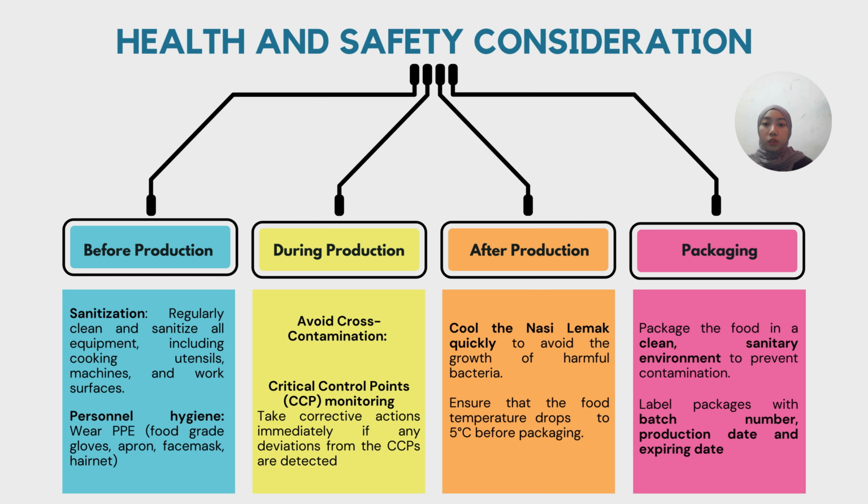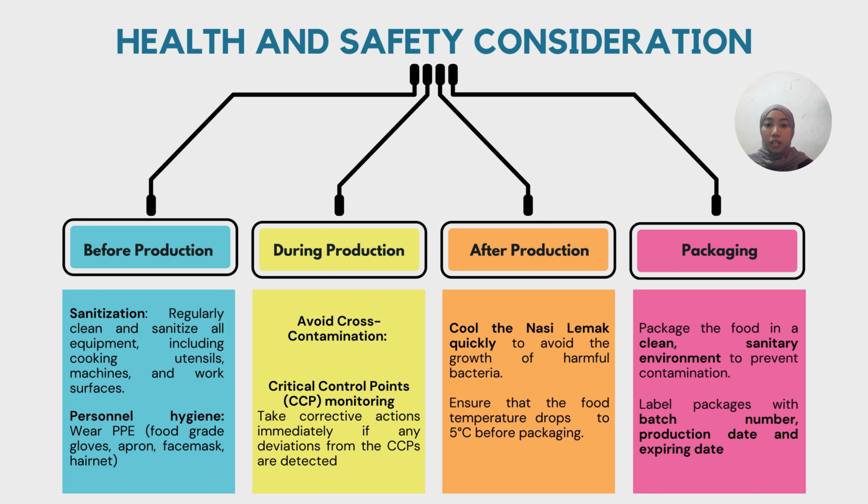After that, during the production, we must ensure to avoid the cross-contamination between the food and the environment. And then we must ensure the CCP, which is the critical control points, and we must monitor it and take corrective actions immediately if any deviations from the CCPs are detected.